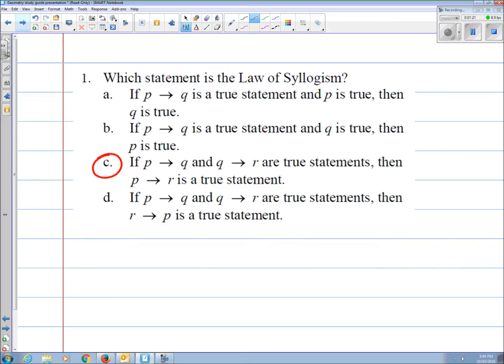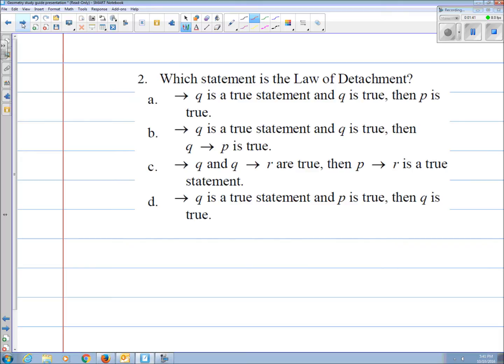If this conditional statement is true, and this conditional statement is true, notice how the conclusion of this one is the same as the hypothesis for this one. So I can just skip those and go straight from P to R, which is basically what they're telling me here. That's the law of syllogism. So that answer is C.